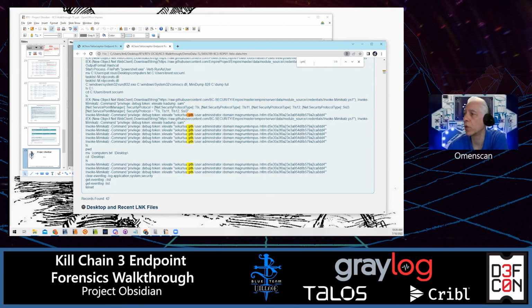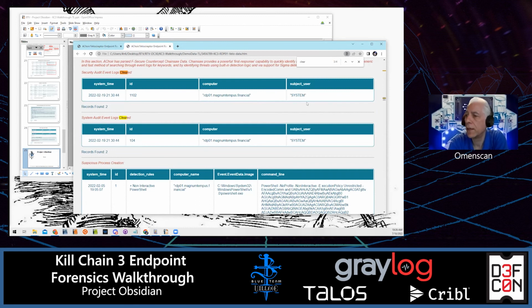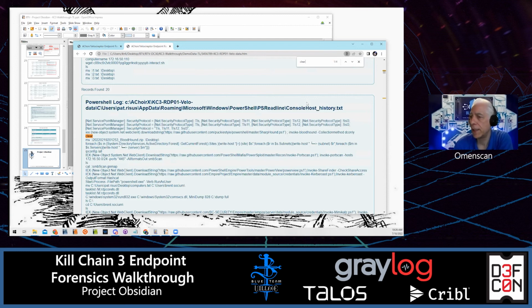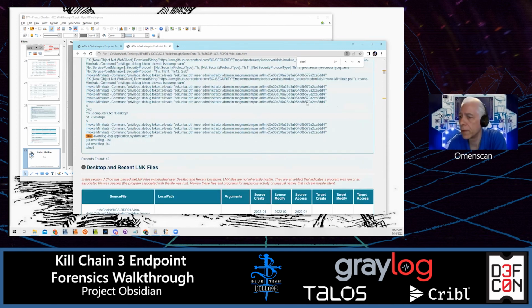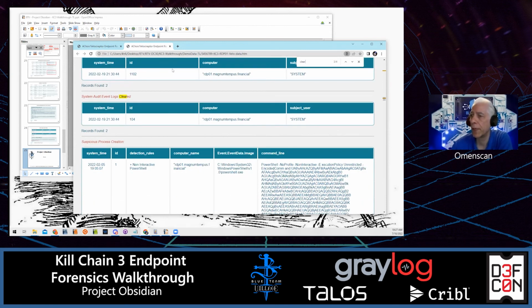The last thing we're going to look at, of course, is this evidence that the actor cleared the event logs. We can see not only the execution of that command, that the event logs were cleared, but we can get an idea of exactly when that happened, by looking at what is left in the event logs after they're cleared.